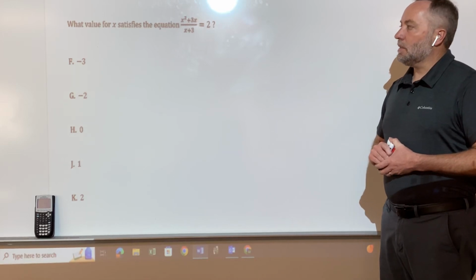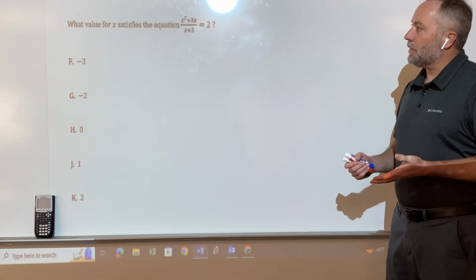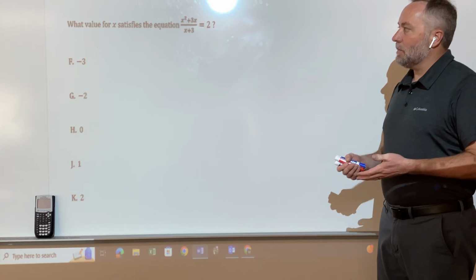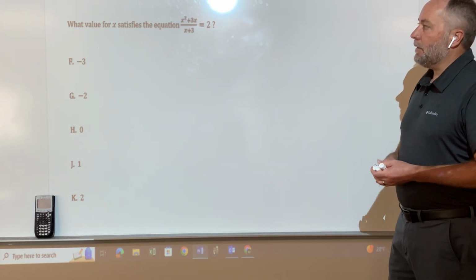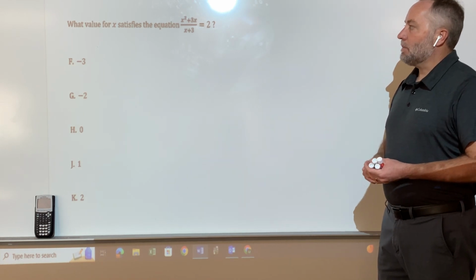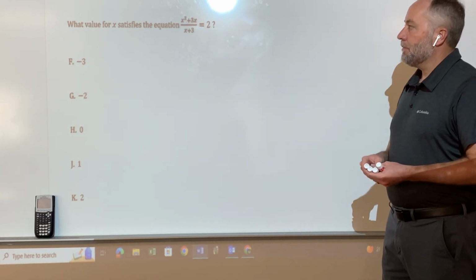This question is asking us about a radical equation, and specifically, what is the value of x that satisfies or makes the statement true? It says, what value for x satisfies the equation (x squared plus 3x) divided by (x plus 3) is equal to 2?